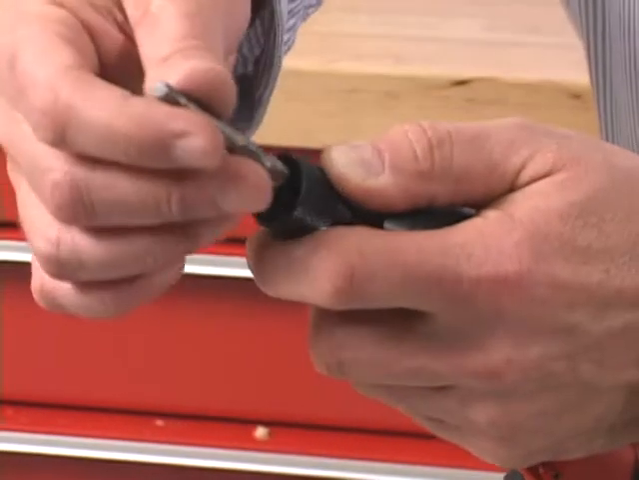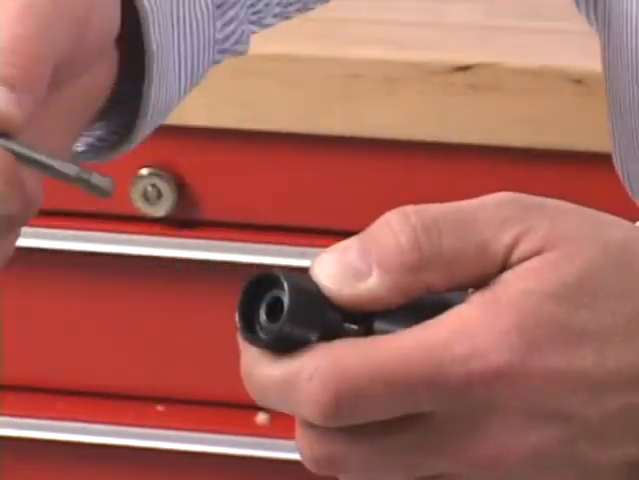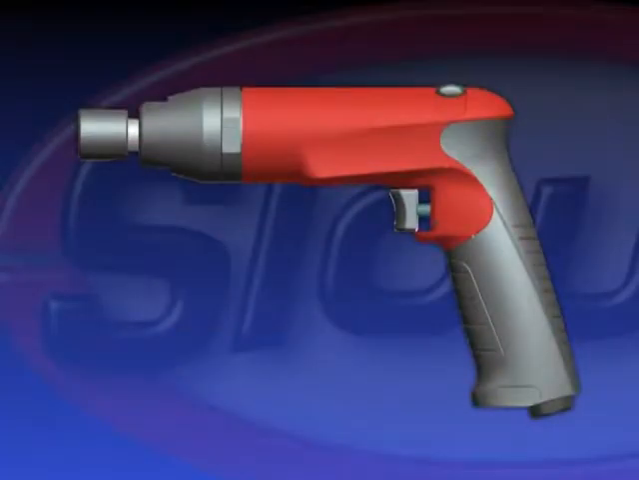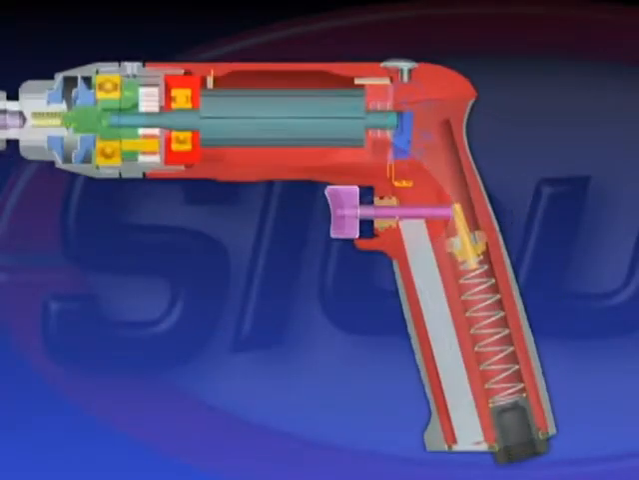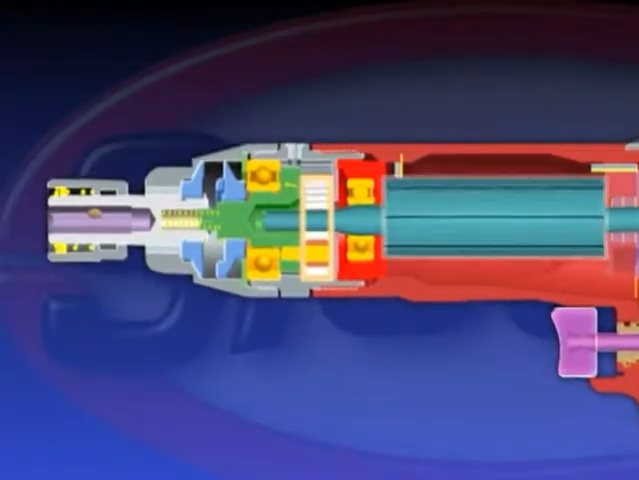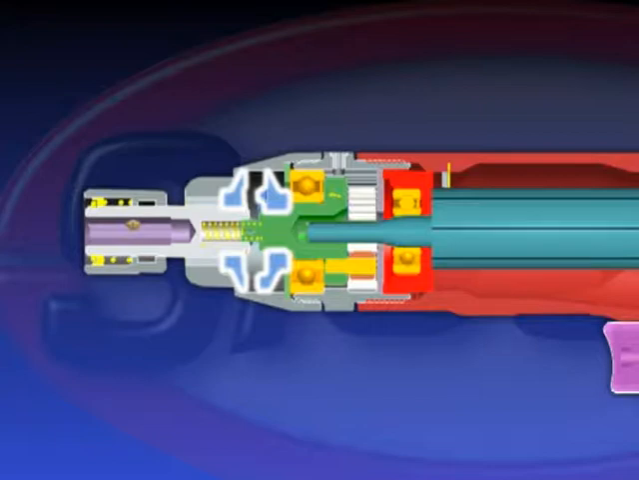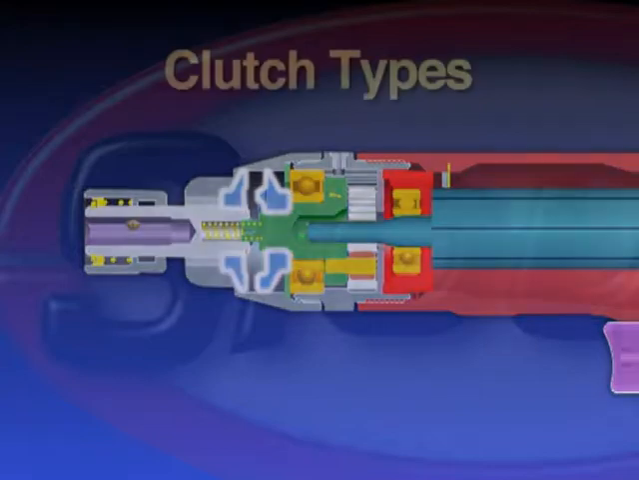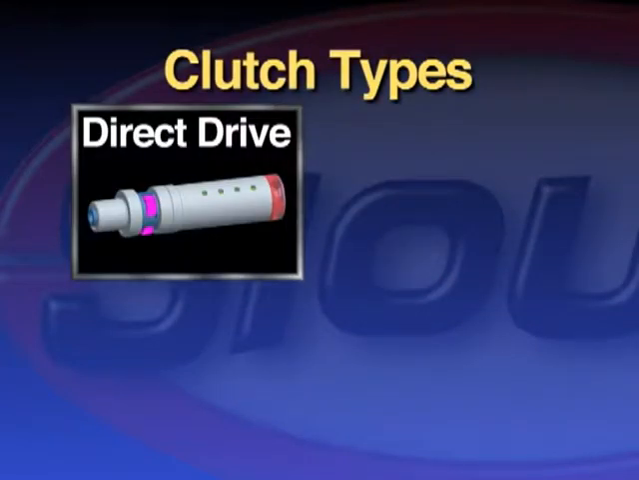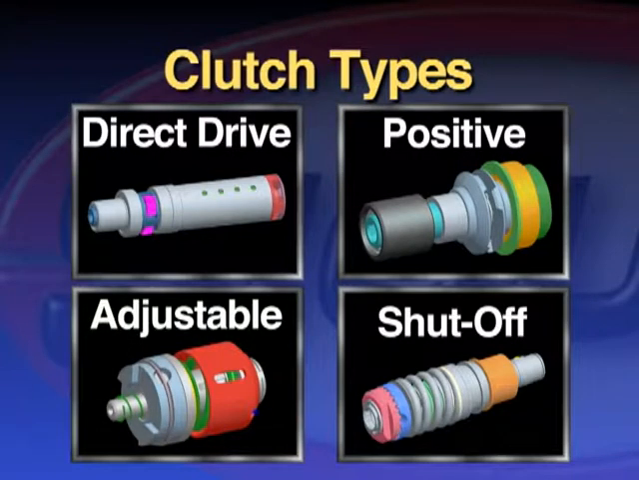Screwdrivers are generally equipped with a female hexagon spindle to accept standard screwdriver bits. The components of a screwdriver are similar to a drill in that they have the trigger and valve, motor, gearing, and spindle, except a clutch is inserted between the gearing and spindle. This clutch may be a direct drive, positive, adjustable, or shut-off. The clutch is based on the type of fastener and the desired results.